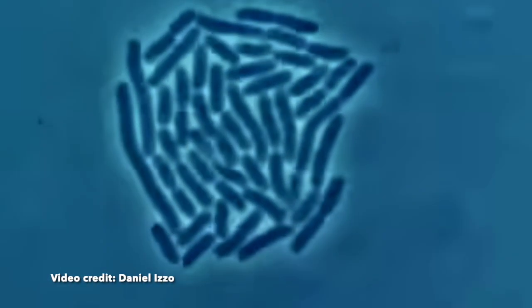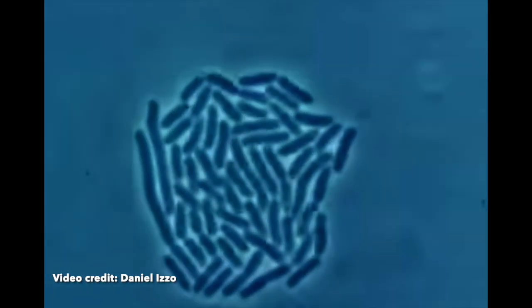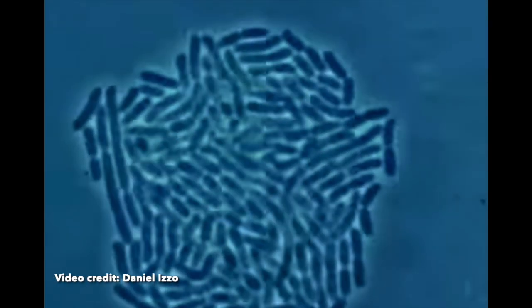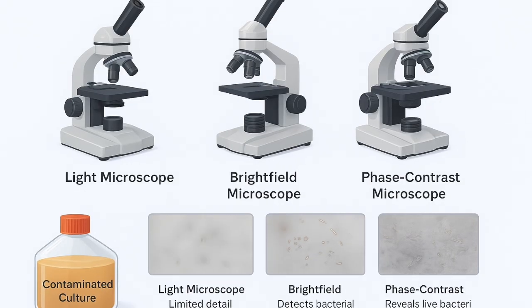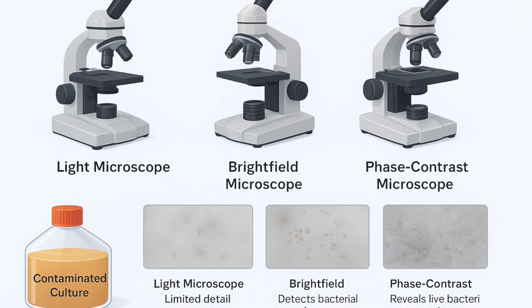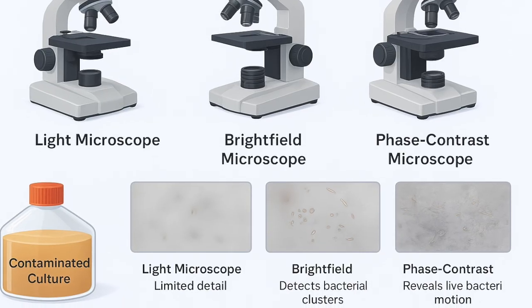And this one moves fast. A culture can look perfectly fine one minute, and then just a few hours later, the media, that's the nutrient soup the cells live in, is cloudy and has totally changed color. Bacteria multiply so quickly they can just overwhelm an entire experiment before you even realize what's happening.